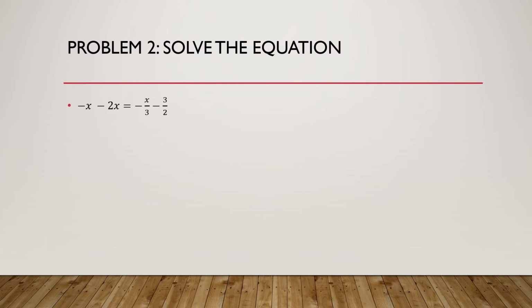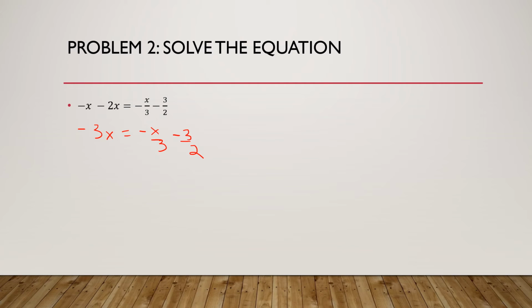a common variable here. We have negative x minus 2x. So let's simplify that real quick just to make our life a little bit easier. So negative x minus 2x is going to give us negative 3x, right, equals negative x over 3 minus 3 over 2, okay?